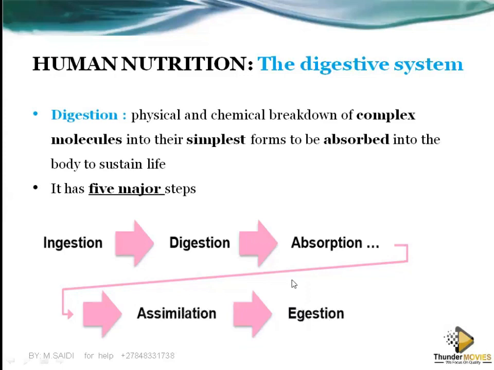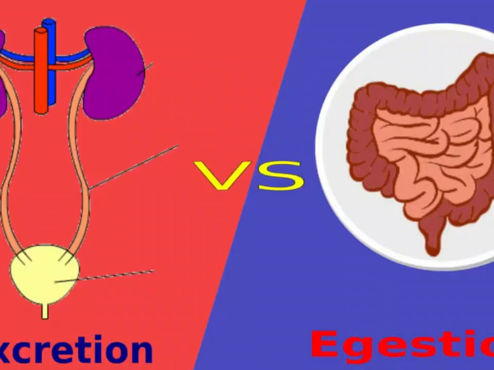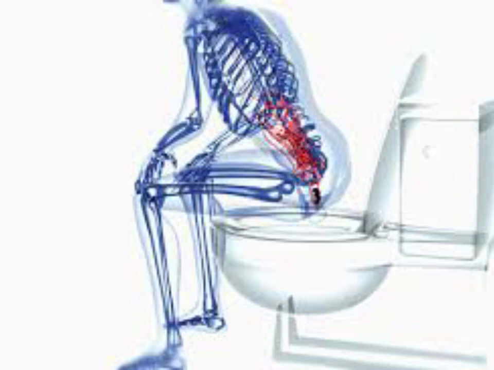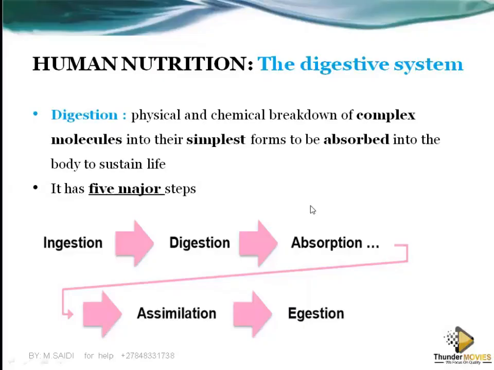And then you have what you call egestion. Egestion is taking out the undigested material. There's a difference between egestion and excretion. When you're talking about excretion, we are talking only about removing the nitrogenous wastes from the body, or removing the waste product from the blood. So that is excretion. But egestion is related to the digestive system. So going to the toilet is not excretion, it is called egestion.